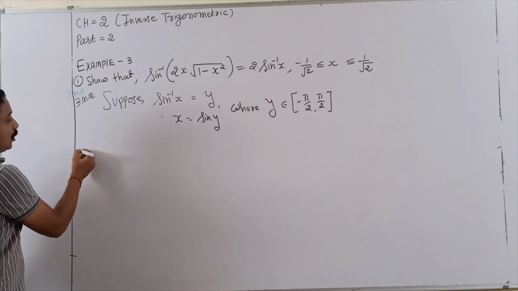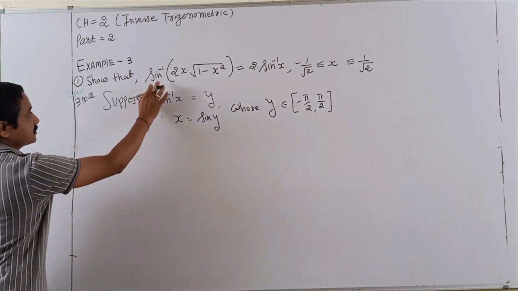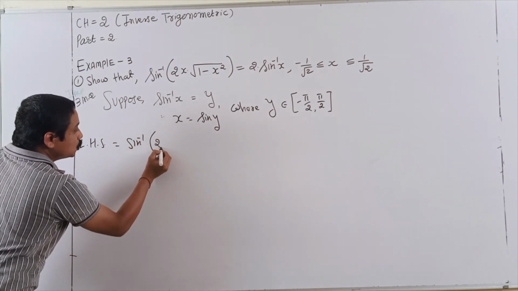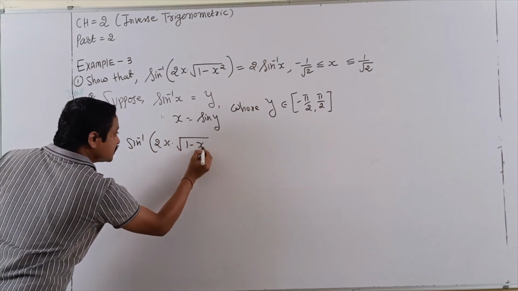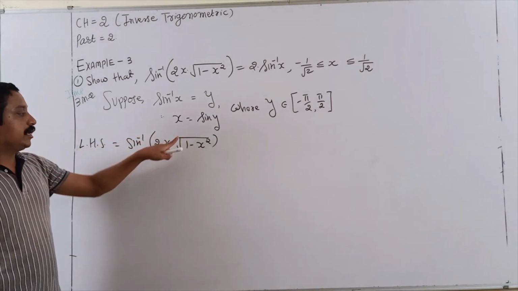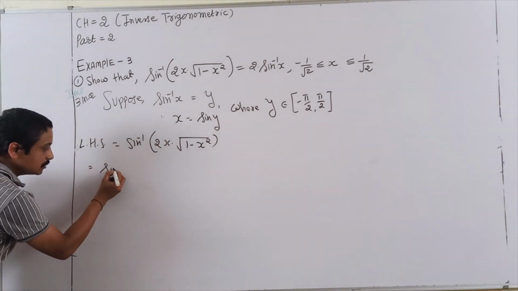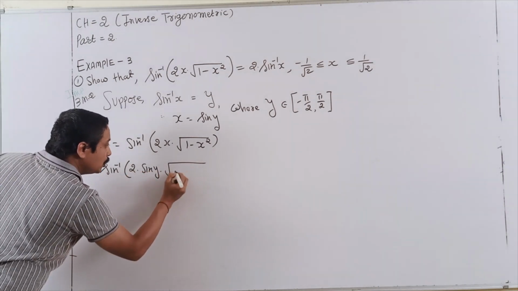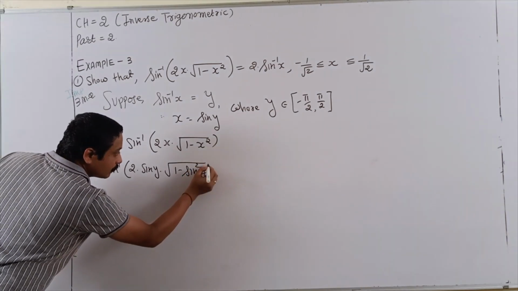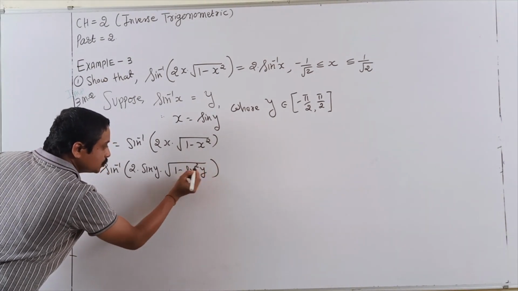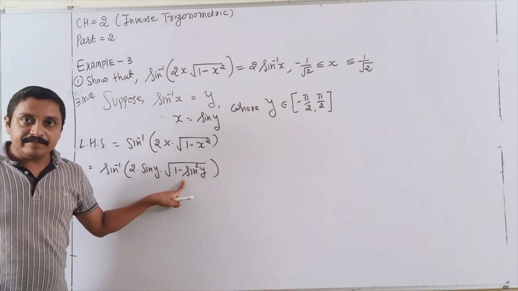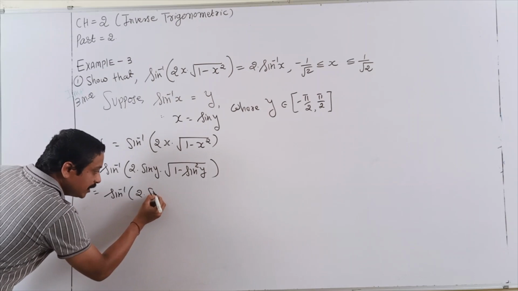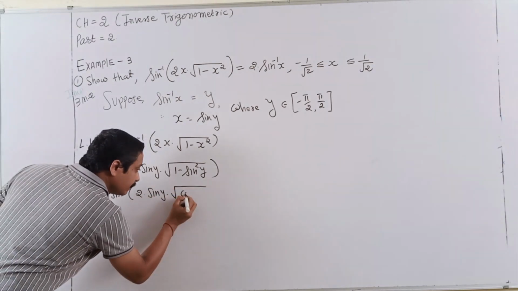So we know our LHS part. What is your LHS part? Sine inverse 2x into under root 1 minus x square. Putting x inside, finally you get sine inverse 2 sin y under root 1 minus sine square y. Now students, you know what 1 minus sine square y is? Yes, it is cos square y. Under root cos square y.